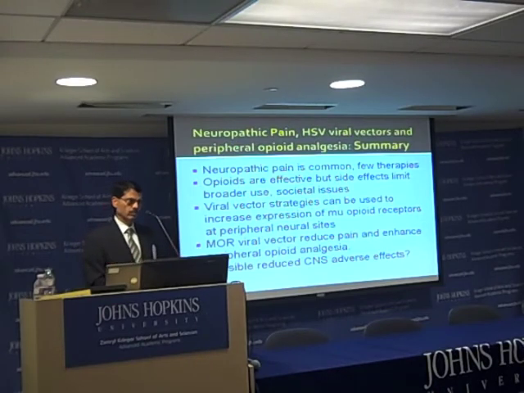So to summarize things about neuropathic pain, neuropathic pain is common, and unfortunately there are few therapies that we have in our armamentarium. We demonstrated by clinical studies that opioids are effective, but a number of their side effects, such as the central nervous system side effects, cognition, dizziness, sedation, are limiting factors. So we've gone back to the bench to look at strategies to improve the balance between efficacy and adverse effects. One strategy that we've used is viral vectors to enhance the expression of mu-opioid receptors at peripheral sites. And the mu-opioid receptor viral vector animals showed reduced pain and enhanced peripheral analgesia. We are in the process of examining whether the same strategy would be useful in models of neuropathic pain behavior.